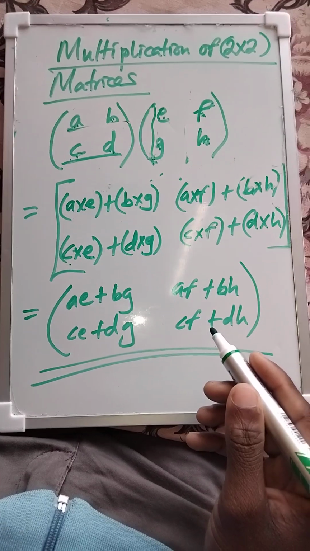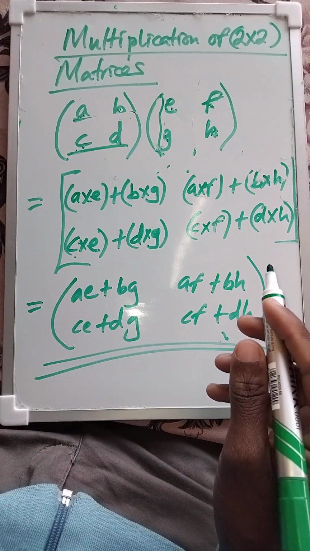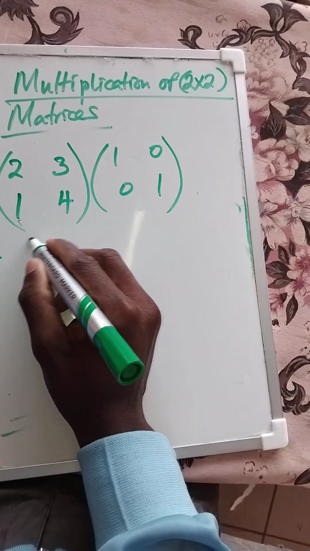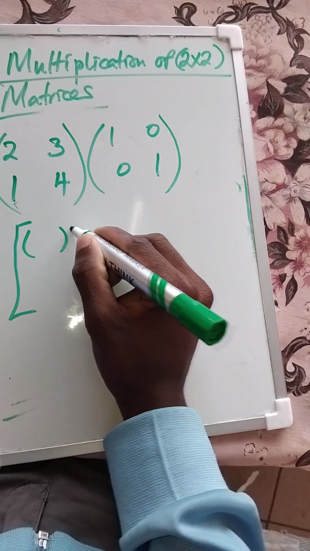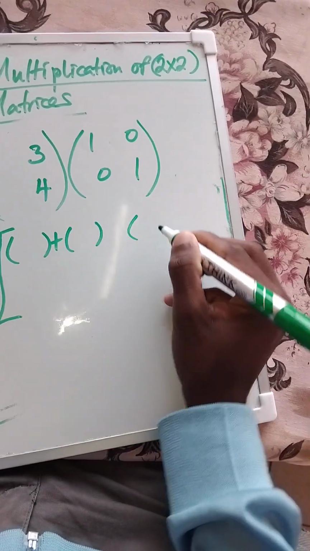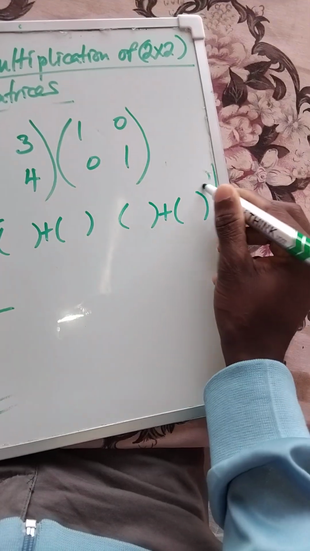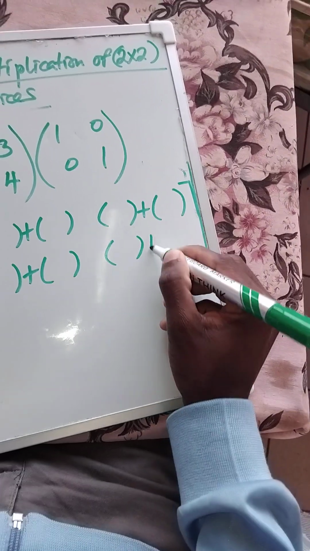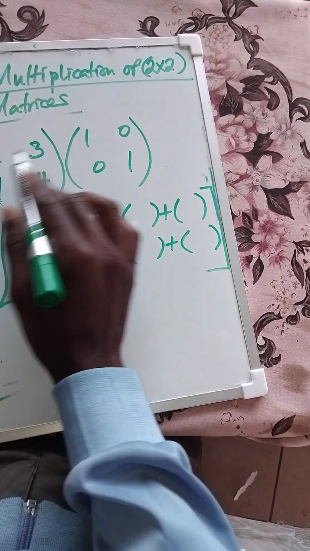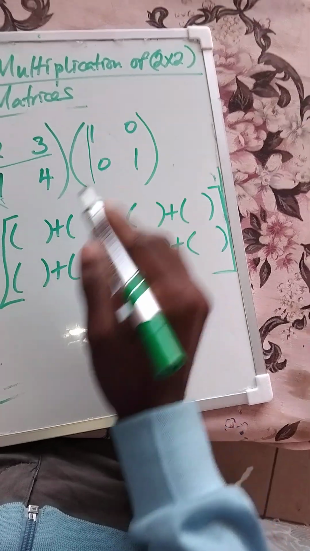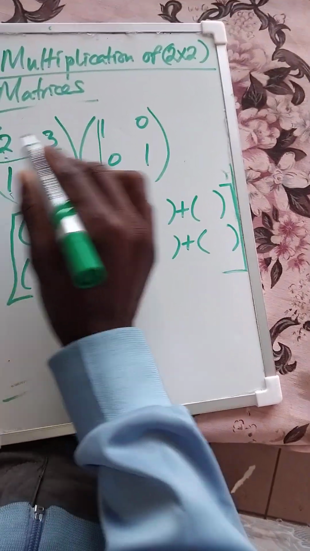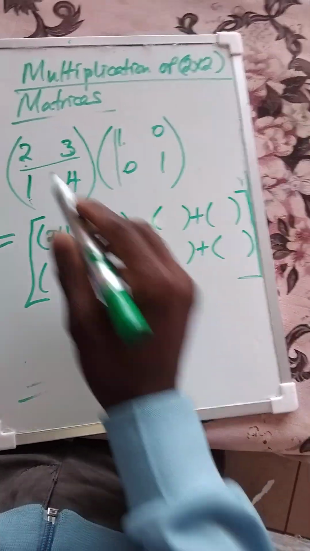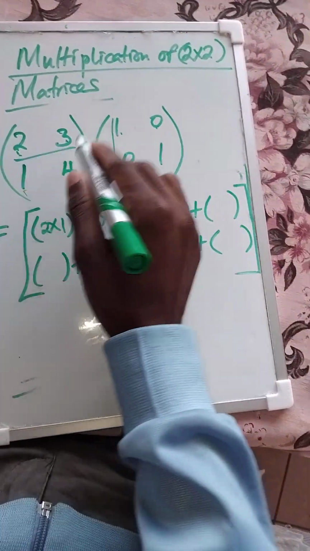So let us do this using numbers. We open brackets with a plus in each. 2 times 1, it's row by column, 2 times 1, then plus 3 times 0. Then 2 times 0, row by column.